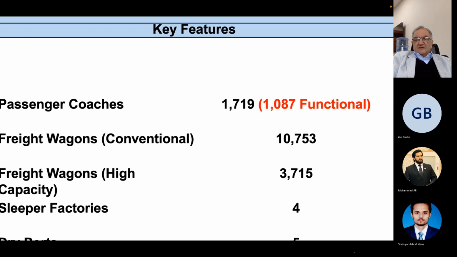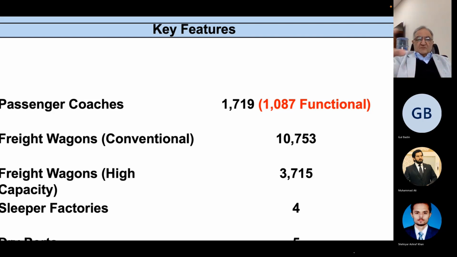Passenger coaches, we have a figure of 1719, but actually 1000 are functional. Now, when you add these 46 that are coming in, and this project is of 203 coaches, which most of them will be manufactured here in the carriage factory. Even I heard today that the minister has gone to the carriage factory to see how this project is going to be handled. And they will handle it. We've been doing this, say this is not new. So another 200 will be added.